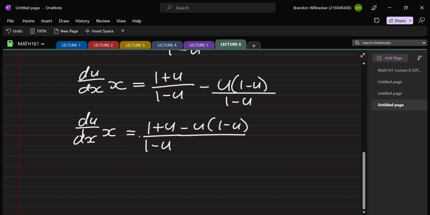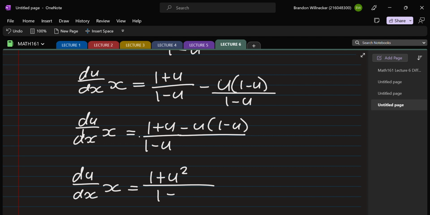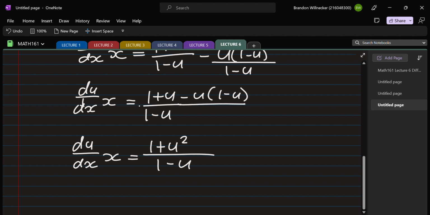Okay, we can clean up the numerator a little bit. So we have du by dx times x. We're going to have 1 plus u, but then a minus u, so that cancels. And then minus u times minus u, so plus u squared. So we're going to have 1 plus u squared over 1 minus u. If you don't see what happens with that, please just expand out that bracket on the numerator, and then you'll see the terms cancelling.